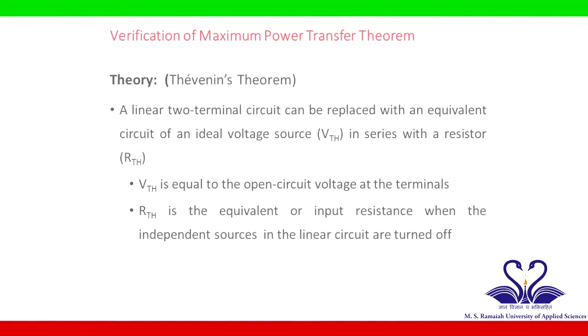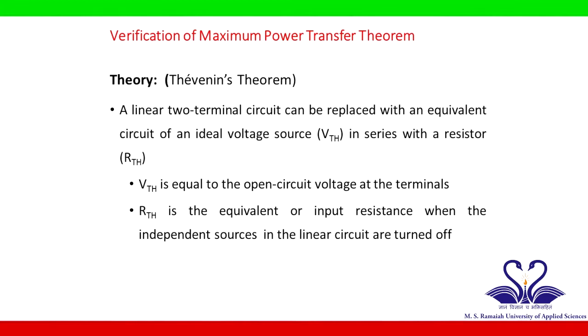Statement of Thevenin's theorem. A linear two-terminal circuit can be replaced with an equivalent circuit of an ideal voltage source VTH in series with a resistor RTH. VTH is equal to the open circuit voltage at the terminals. RTH is the Thevenin's equivalent resistance when the independent sources in the linear circuit are turned off.